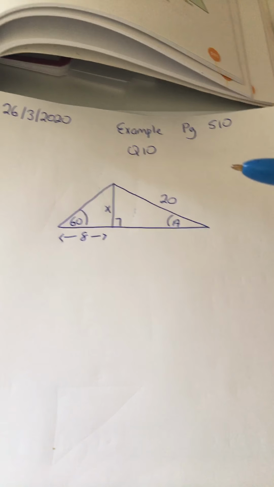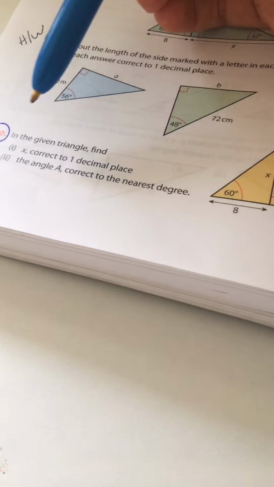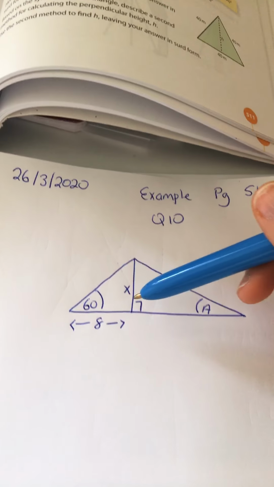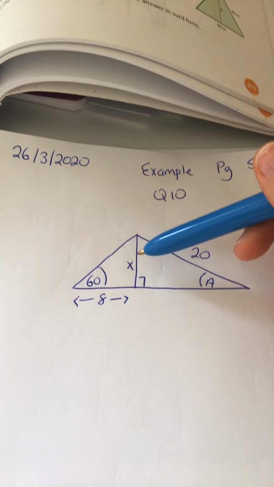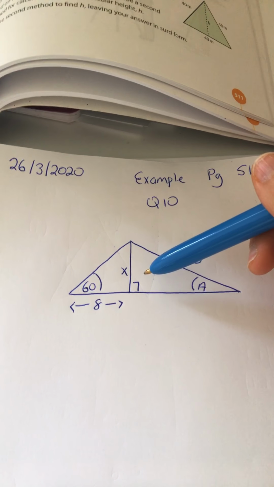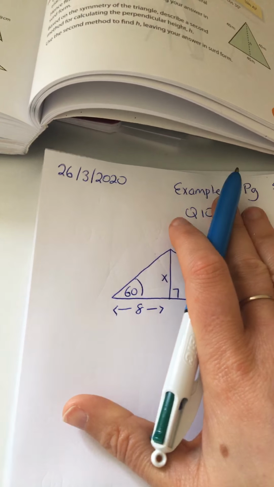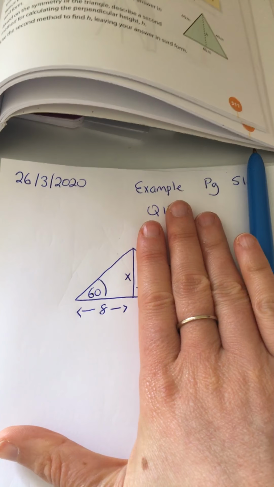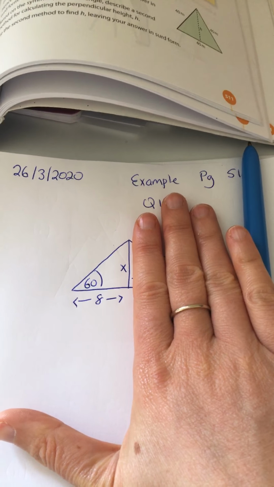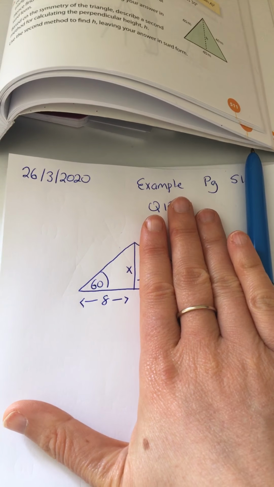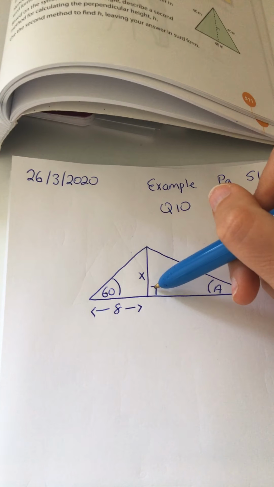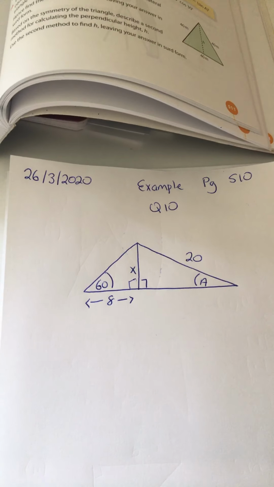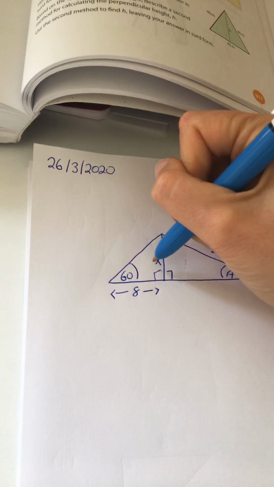The first part of question 10 says, in the given triangle, find x correct to one decimal place. They've marked x there for you. You have two triangles side by side. Just take this triangle first of all. Forget about the other triangle and find x, just like we've been doing all along. Obviously if there's a right angle here, we know there's a right angle here because it's a straight line. So we'll get labeling our sides.